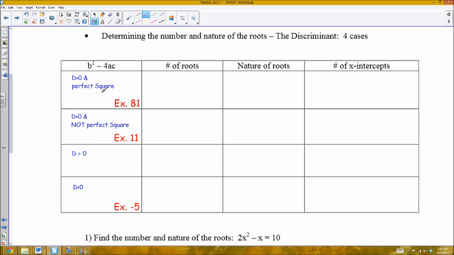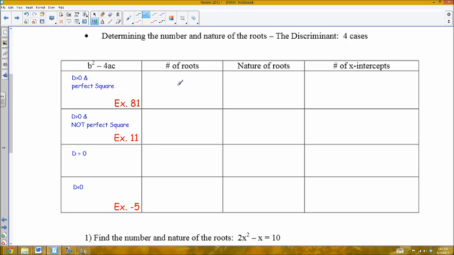It could be a positive number and a perfect square, like the number 81, which is 9 squared. It could be a positive number and not a perfect square, like the number 11. It could be exactly equal to 0, or if it's negative. Now, it turns out when it's negative, we don't really care whether or not it's a perfect square. So here's what happens in each of these situations.